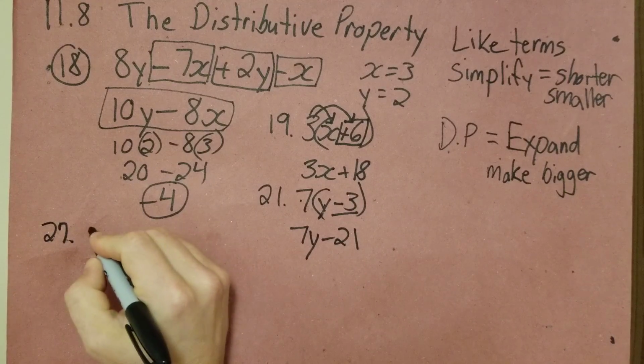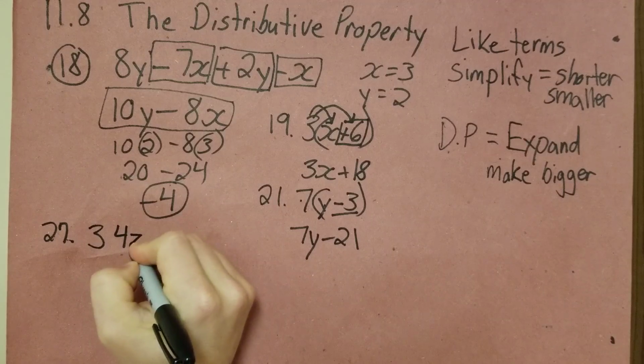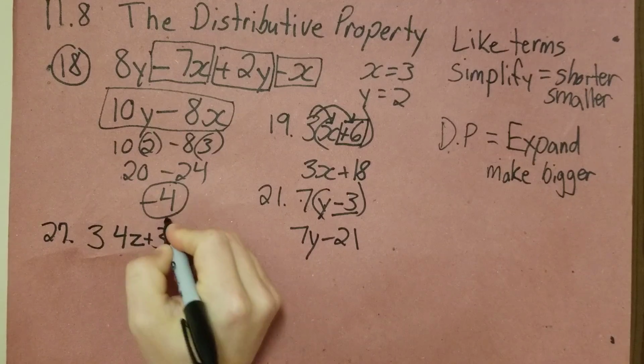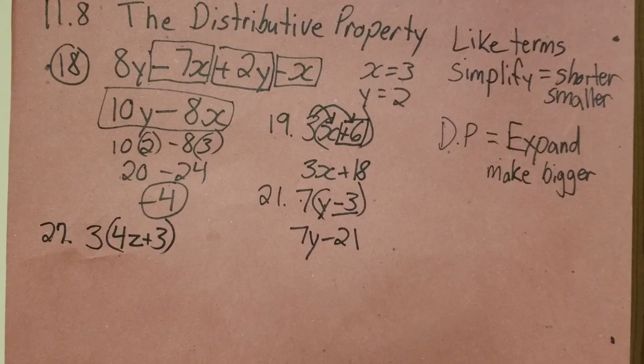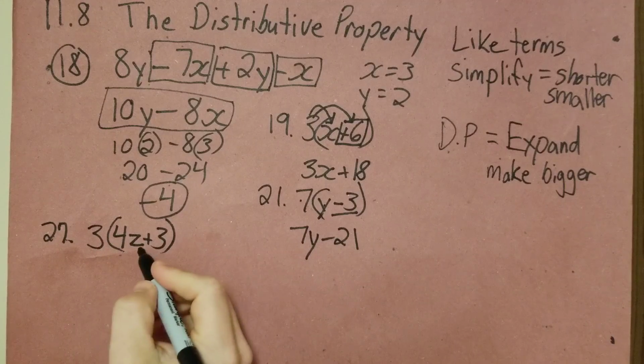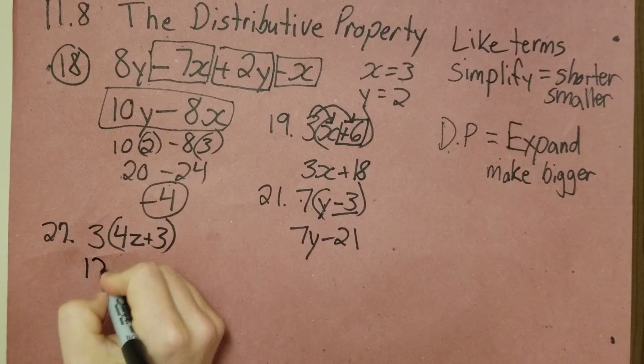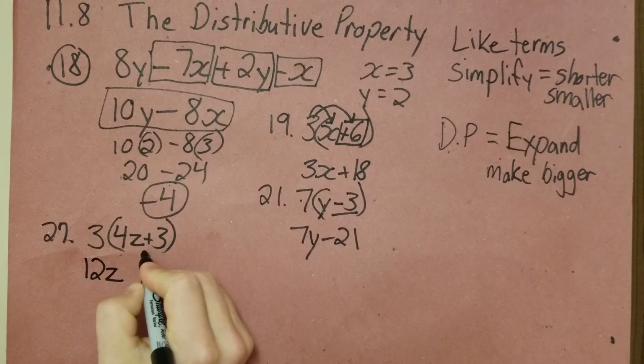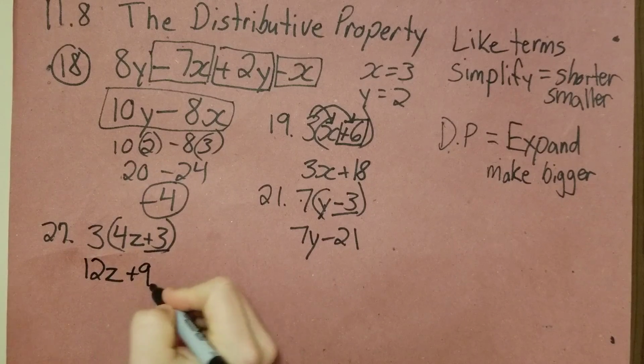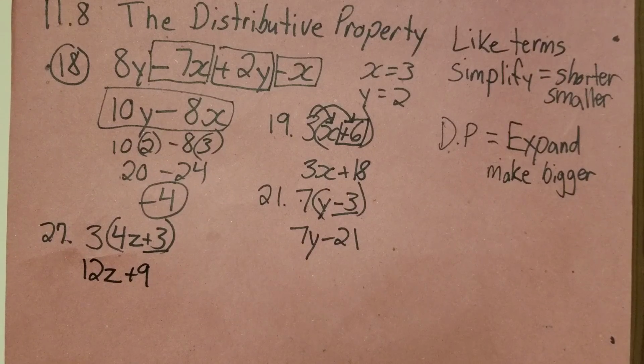Let's move on down to number 27. Number 27, we have 3 and then 4z plus 3. Again, the distributive property is just get rid of the brackets. 3 times 4z is 12z. 3 times positive 3 is plus 9. That's it. I'm done. That's all I have to do.